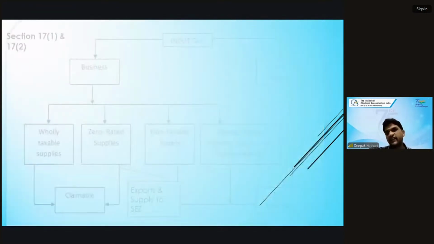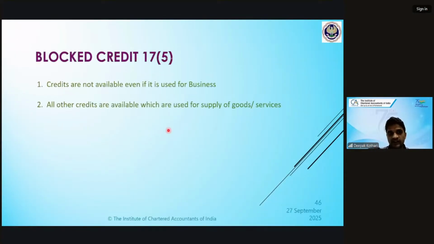Okay. So this is 17.1 and 17.2. Now going to block credit, which is there in 17.5. What does this block credit mean? It means that credits are not available even if it is used for the business. Like till now, we had understood the definition of input tax credit, that any credit which is used for the business is an input tax credit, wherein you are using it for the purpose of supply, which is happening today, or future supply, both of them.